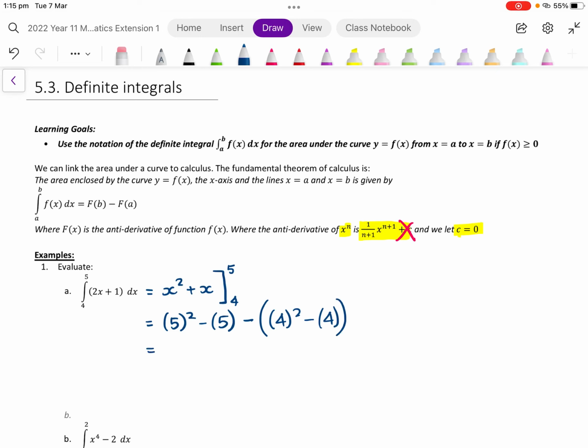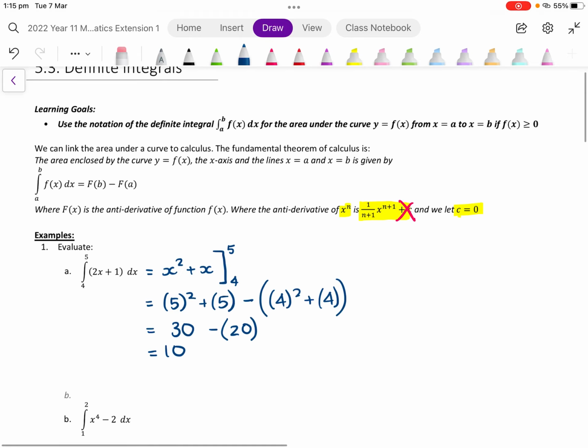We can then work each section out. So 5 squared plus 5 is 30, minus our 4 squared plus 4 is 20. So we have 30 minus 20, which equals 10. So that means the area under the curve 2x plus 1 between x equals 4 and x equals 5 is worth 10.